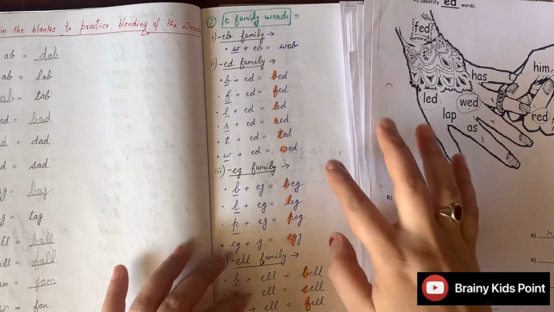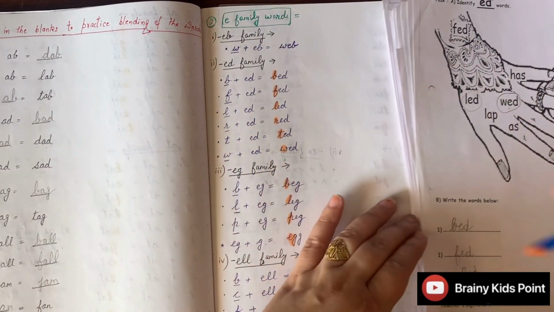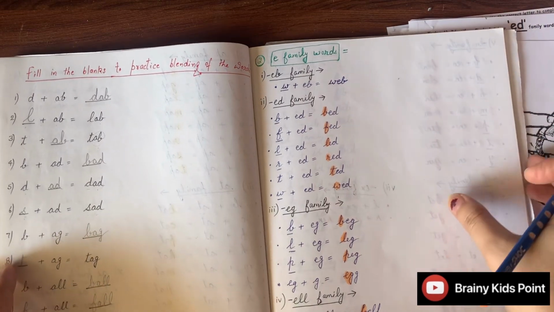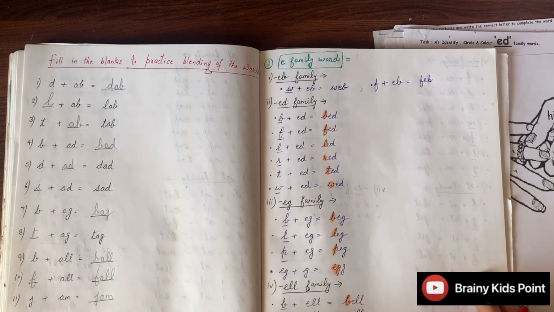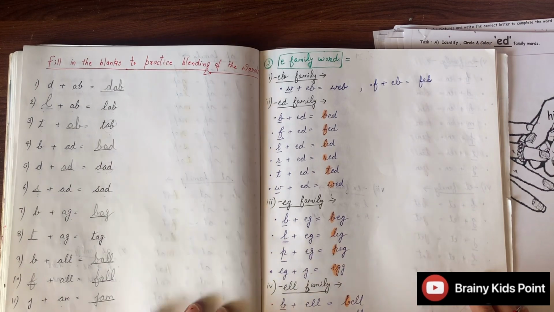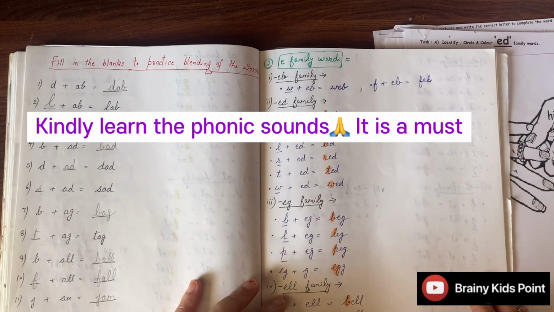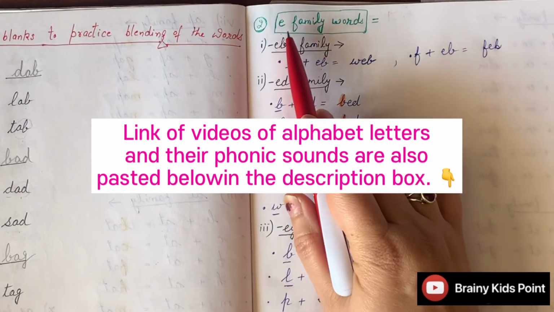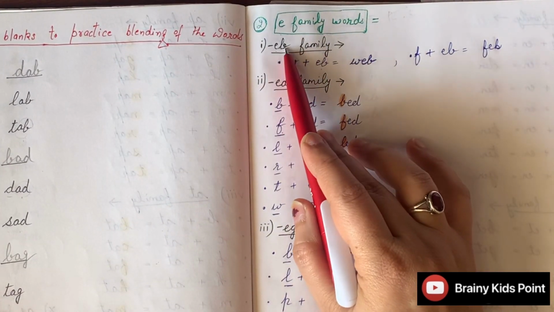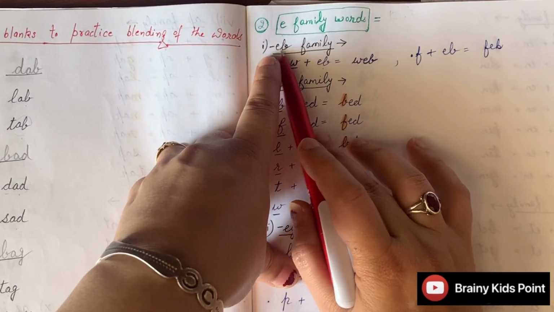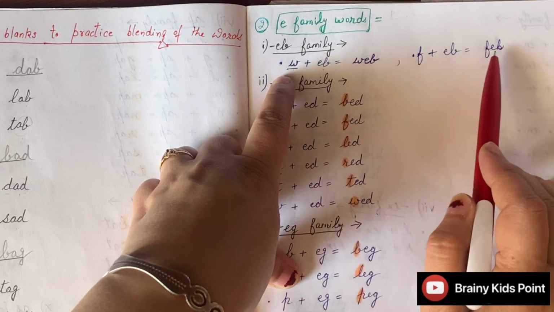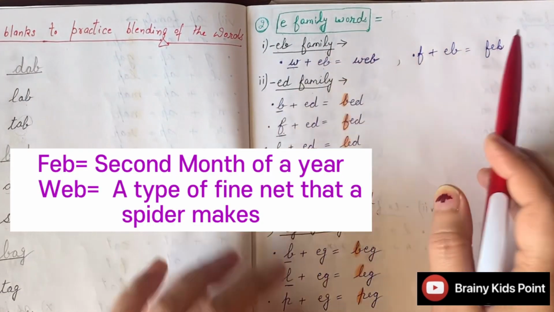and its families. Children, you can see the E family is written here. First we will read the sound of E. Sound of E is A. Before proceeding, I would like to request you all to kindly practice the phonic sounds of all letters. So the first E family is ab. Sound of E is A, B, ab. So the words are f, ab, fab, w, ab, web.